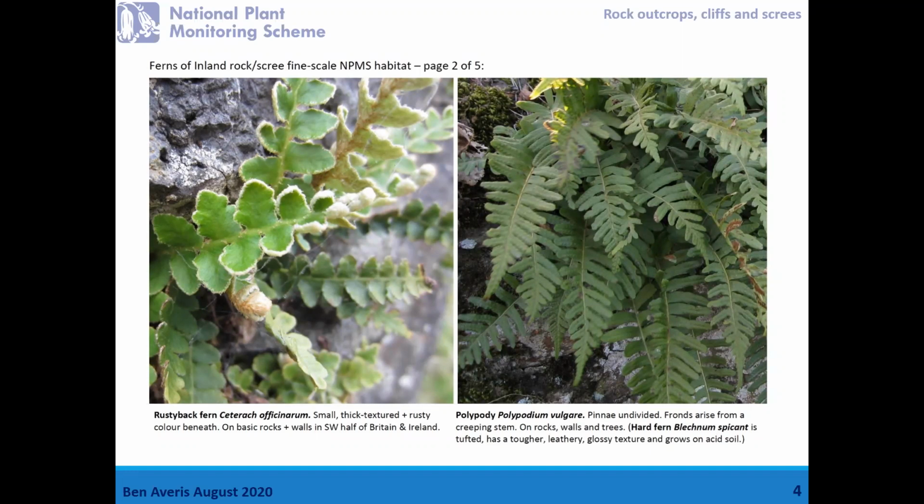The polypody on the right is getting a bit bigger, but the fronds are still quite simple. They're not divided in the more multiple ways that they are in some of the bigger ferns like male fern and buckler ferns and so on. And it grows on rocks, walls, and on trees. There are actually 3 different kinds of polypody. They can be a bit fiddly to separate, and for NPMS purposes, they're just all lumped together. It's mainly Polypodium vulgare, the commonest one by far.